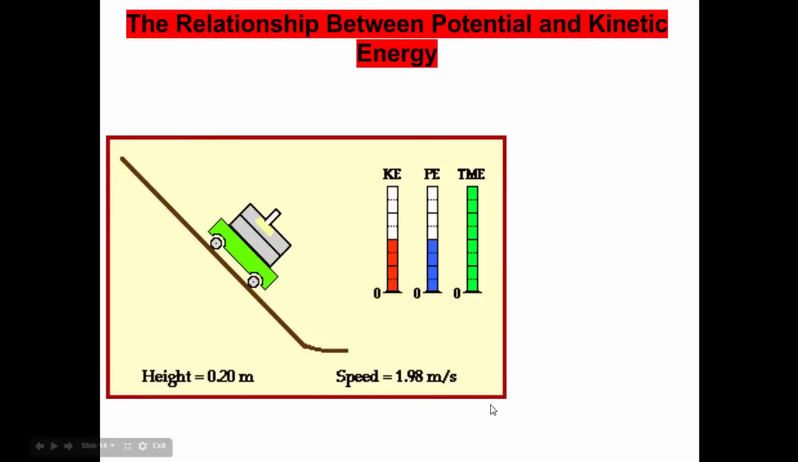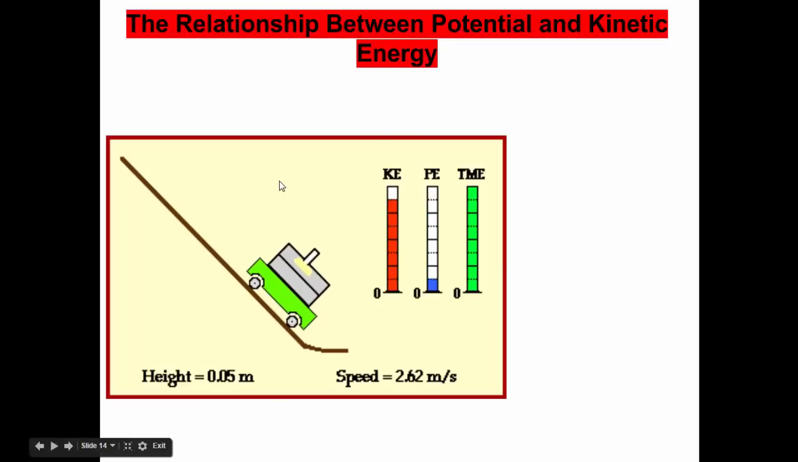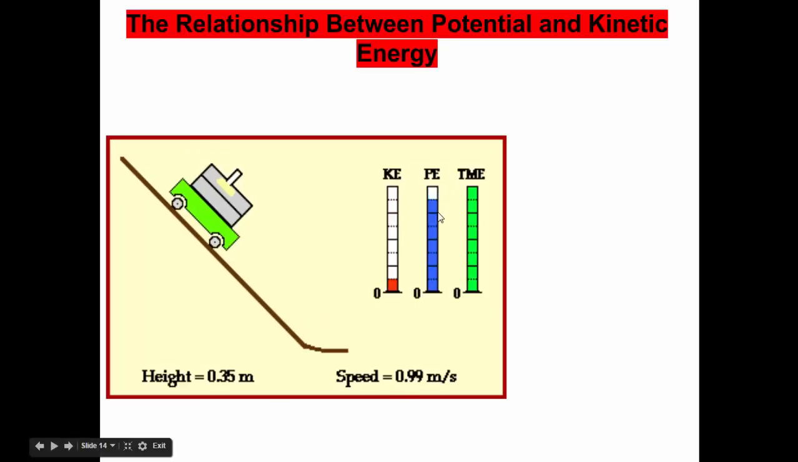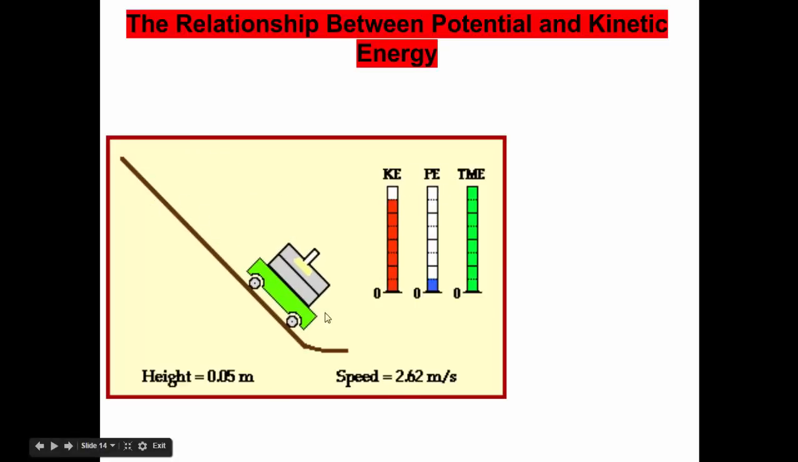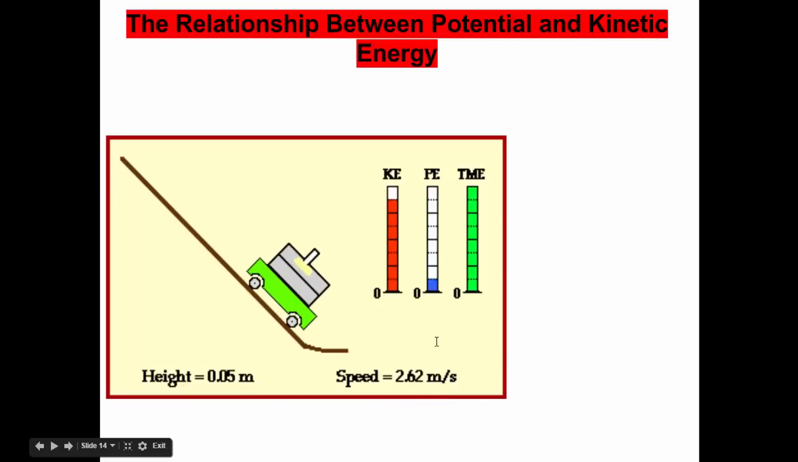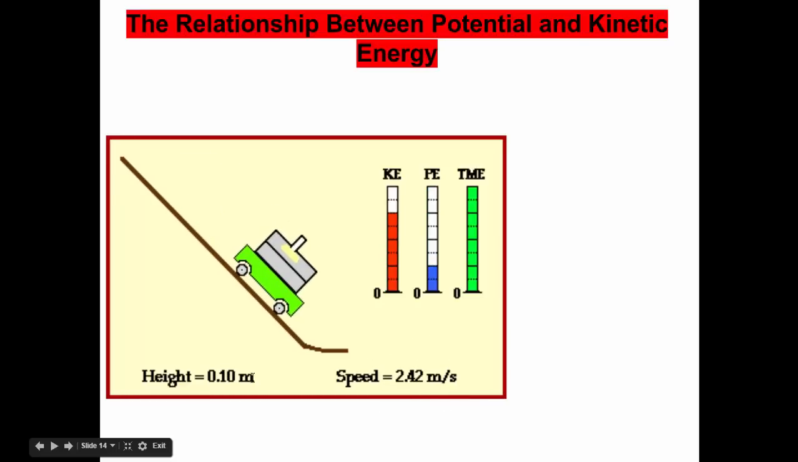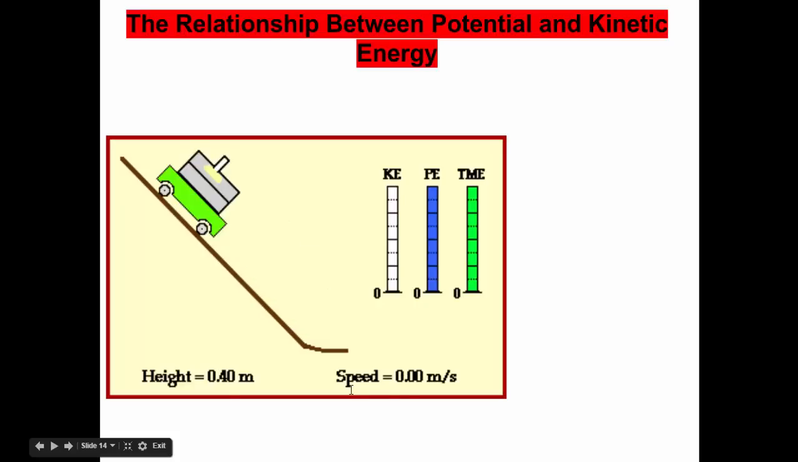And if you watch the bars over here, you can see that it starts out at the top of the hill. Potential energy is at its highest. And as the car rolls down the hill, potential energy decreases and kinetic energy increases. And you can see also that as the kinetic energy is increasing, its speed is increasing and its height is decreasing.